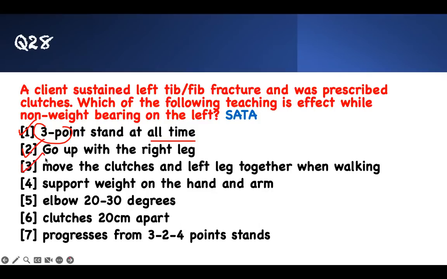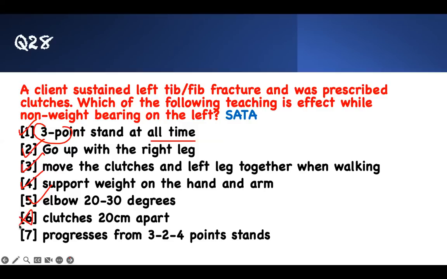Support weight on your arms and your hands, not on your armpits, otherwise you get nerve palsy. Elbow is locked at 20 to 30 degrees. Yes. And then the crutches should be 20 centimeters apart? That's too far, it should be like 15, 16 centimeters apart. So this is wrong.